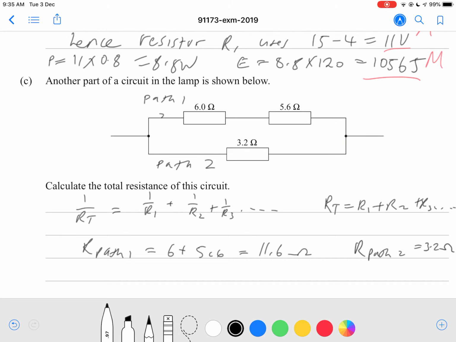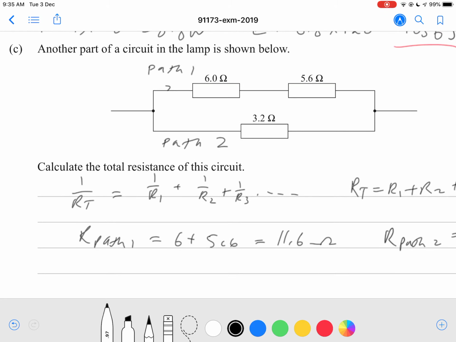So now we can use our relationship between resistances in parallel to find our total resistance. So 1 over R total equals 1 over 11.6 plus 1 over 11.6 plus 1 over 3.2. By using a calculator, take the 1 over 11.6 plus 1 over 3.2, and then 1 over your answer should get you your resistance. R total is 2.51 ohms.